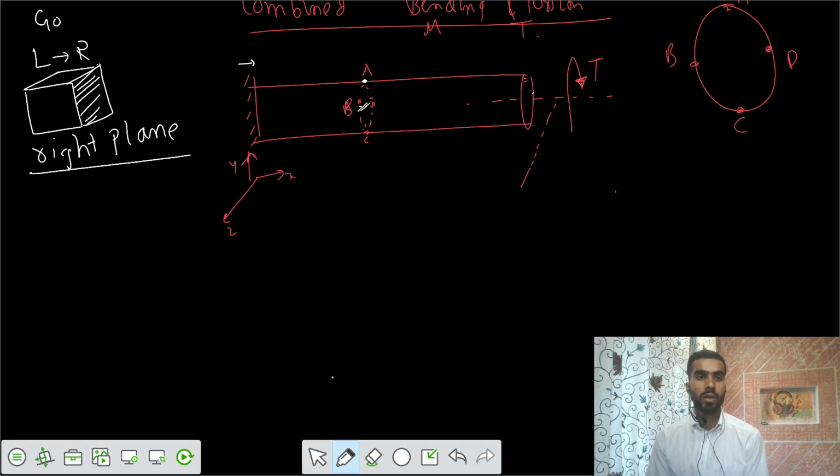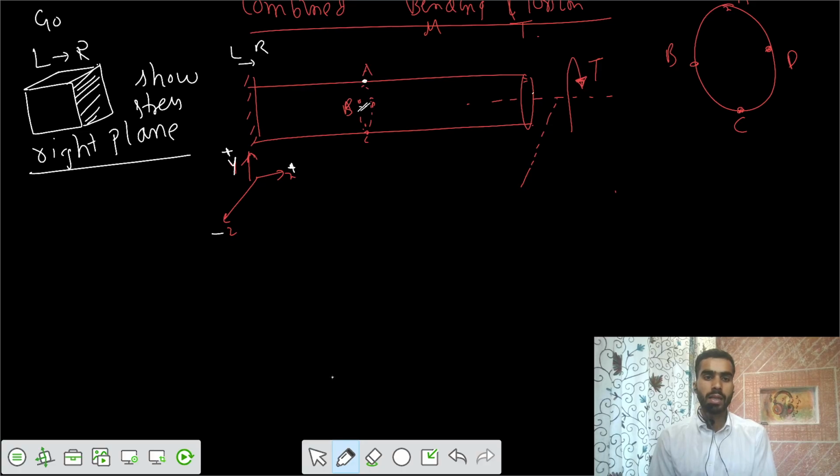So for that we say you go from left to right, you cut the section and you show the stresses on the right plane. And for the sign convention we said upwards tau is positive, and in the positive x we have this positive tau, and on this side we have tau z positive. So tau is positive in this fashion. If the tau direction is upwards, the tau is positive on the right plane. And for z, if this arrow is away from that plane, tau is positive in this fashion.